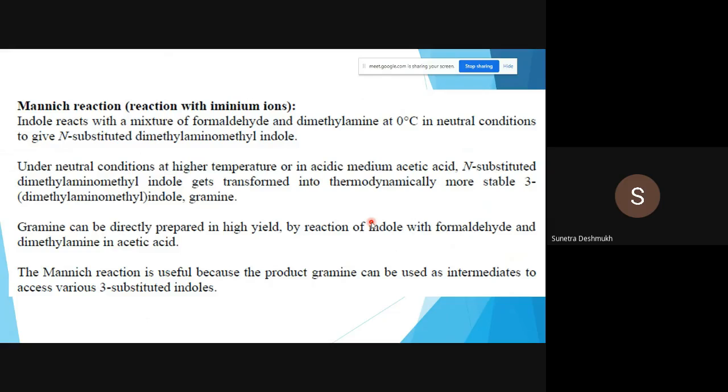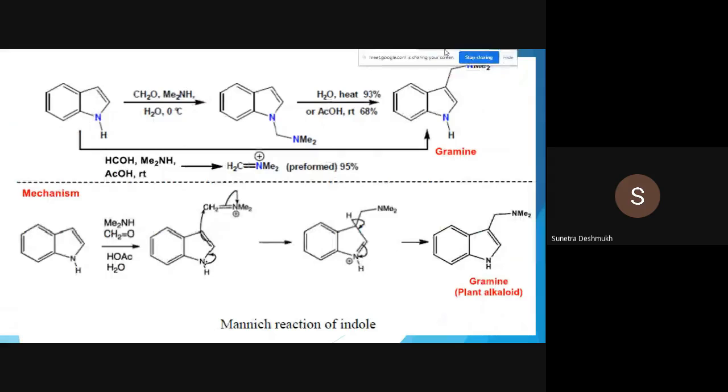So we'll see now what gramine is and how we can achieve it from indole. Here is the reaction, and pay attention to how the Mannich reaction is useful to synthesize gramine. This is gramine, the product from the Mannich reaction of indole. And this gramine we can use to synthesize different important drugs or alkaloids from this starting material.